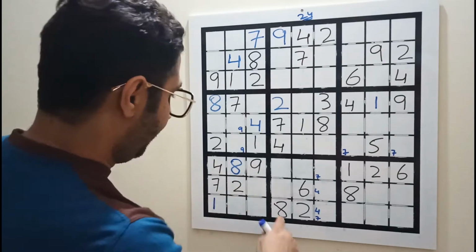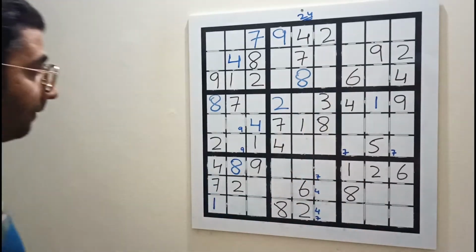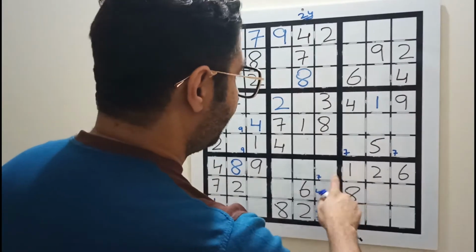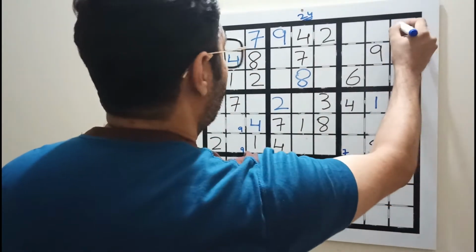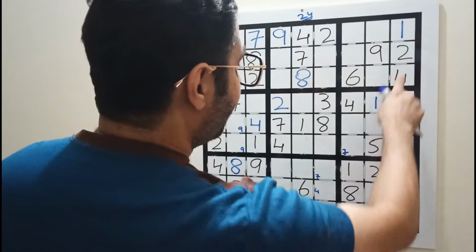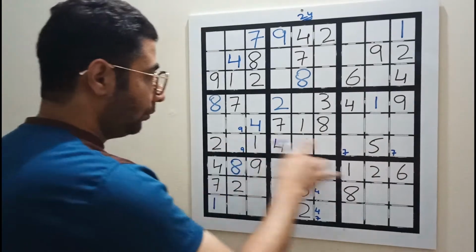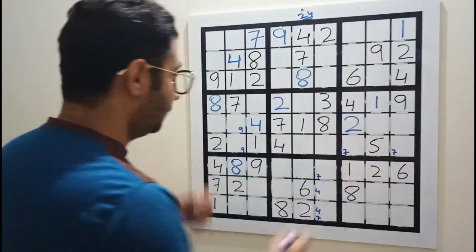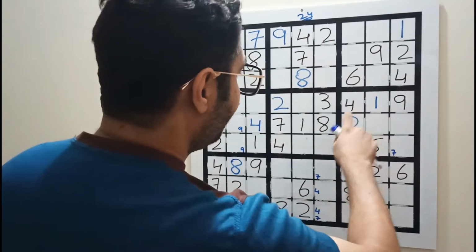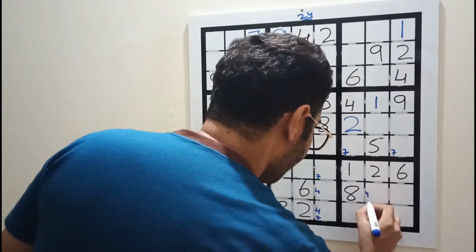8, we got 2 8s, left, right. It has to go in the center. 9, we got 1 9, leave it. 1, left, center, right. 2, right, center, left. Here or here. Because of this 2 we cannot place it here. 3, no 3s. 4, we got 2 4s, left and right. It has to go in the center, either here or here.